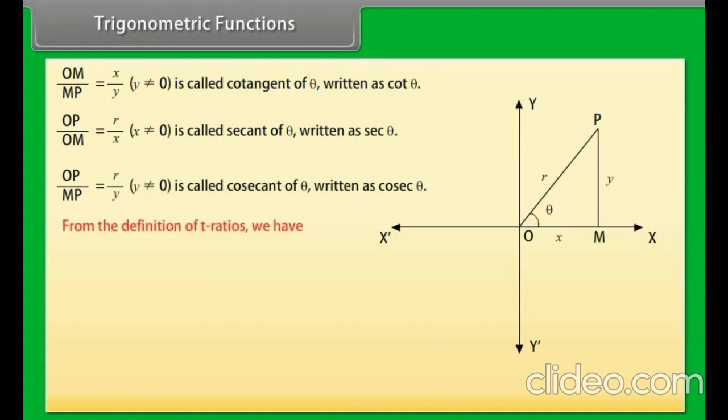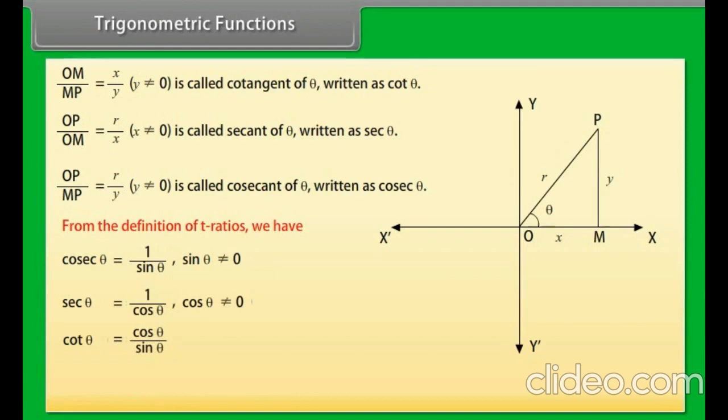From the definition of trigonometric ratios, we have cosec of theta is equal to 1 by sin of theta, sin of theta not equal to 0. Sec of theta is equal to 1 by cos of theta, cos of theta not equal to 0. Cot of theta is equal to cos of theta upon sin of theta, sin of theta not equal to 0. Tan of theta is equal to sin of theta by cos of theta, cos of theta not equal to 0.